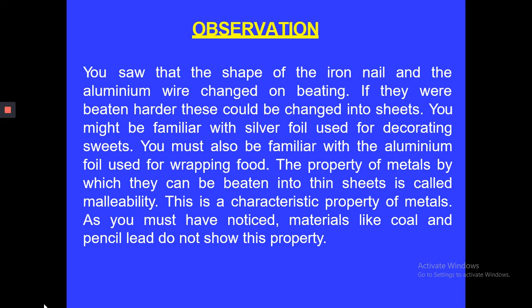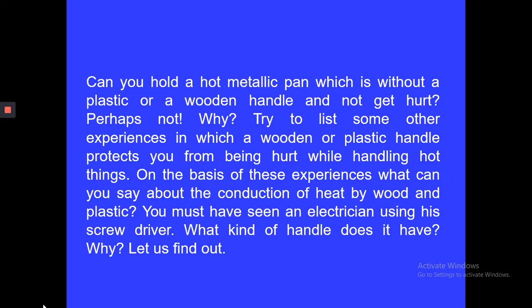And we are all familiar with silver foil and aluminium foil. Silver foil is used for wrapping materials and decorating sweets, and aluminium foil is used for wrapping food materials. So this is the property of metals by which they can be beaten into a very thin sheet, and this property is called malleability. Other materials like coal and pencil lead will not show this type of property. So, metals are malleable and non-metals are non-malleable.